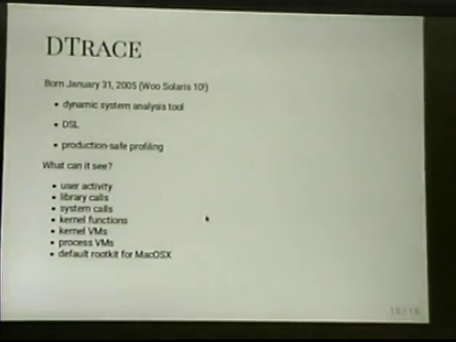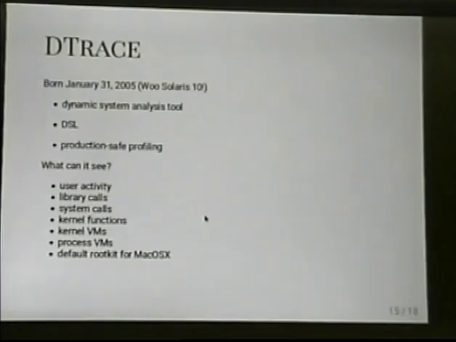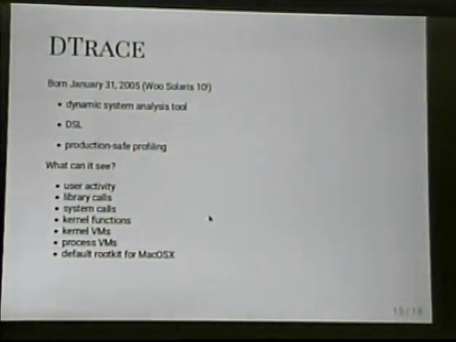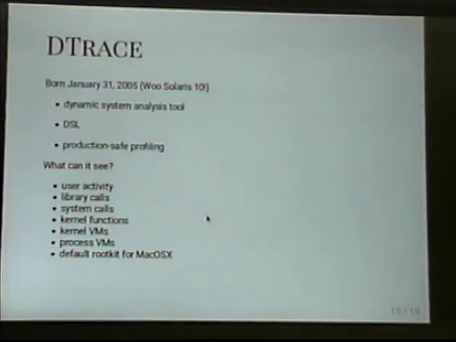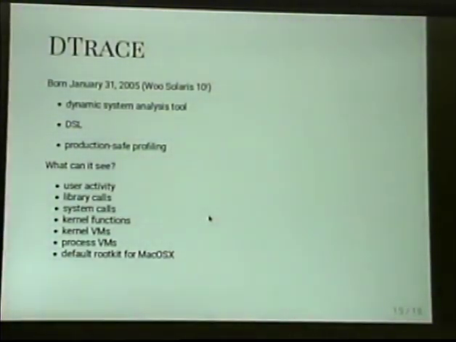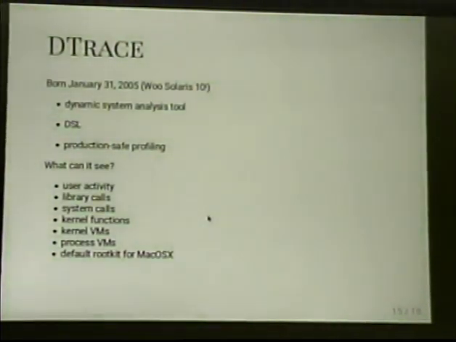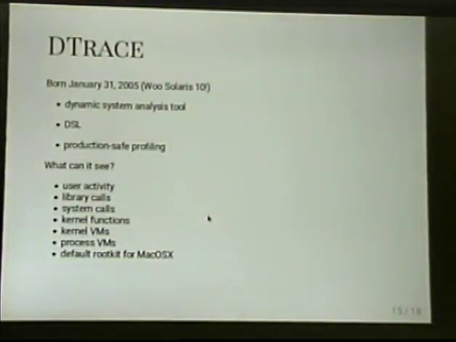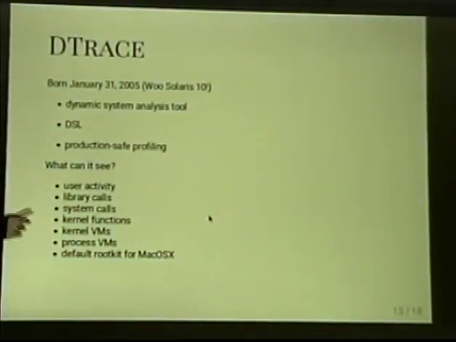So it's a dynamic system analysis tool that has its own DSL. And it's production safe. So you can have a process running, investigate it, do things to it, and it's guaranteed to not mess up your production system, which is a really big guarantee that they take very seriously. So it limits some of the power and expressiveness of the language, but given that it's already a massive rootkit, how much more massive do you need it to be? Why not be production safe? And it can see user activity, library calls, system calls, kernel functions, kernel VMs, VM processes, and like I said before, it's the default rootkit for Mac OS X.